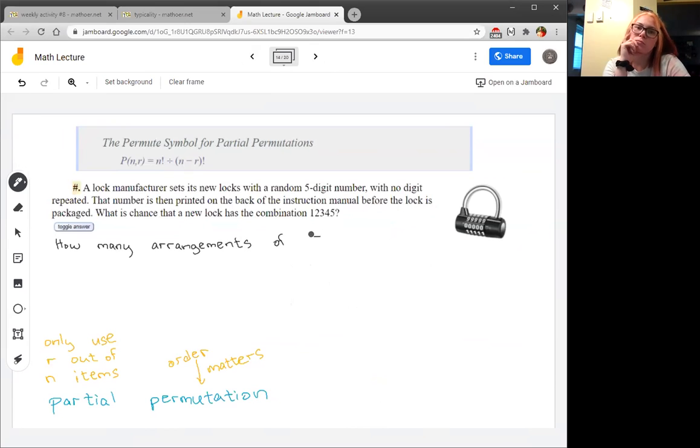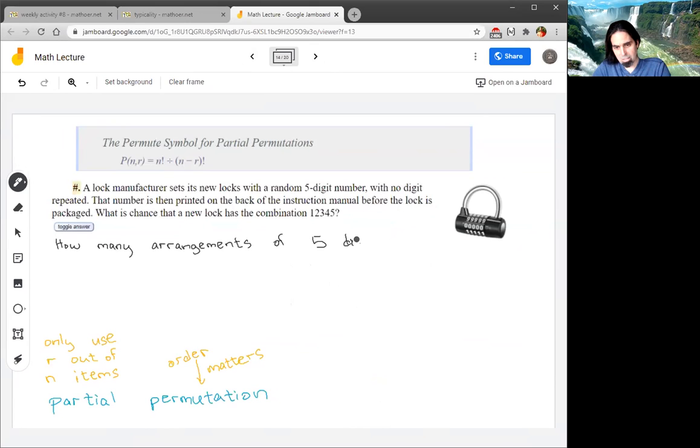Of 5 digits. And I'm not allowed to repeat them. So this is indeed the partial permutation. So I'm going to say that P of N comma R is N factorial divided by N minus R factorial.